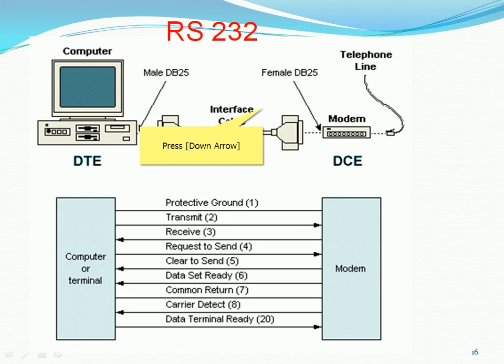Carrier detect, which detects the carrier. Data terminal ready. The data signal will be there. So this dialogue will be happening between the master and the slave, or the initiator and the target machine, or the computer and the modem, in this case through the RS-232 cable.